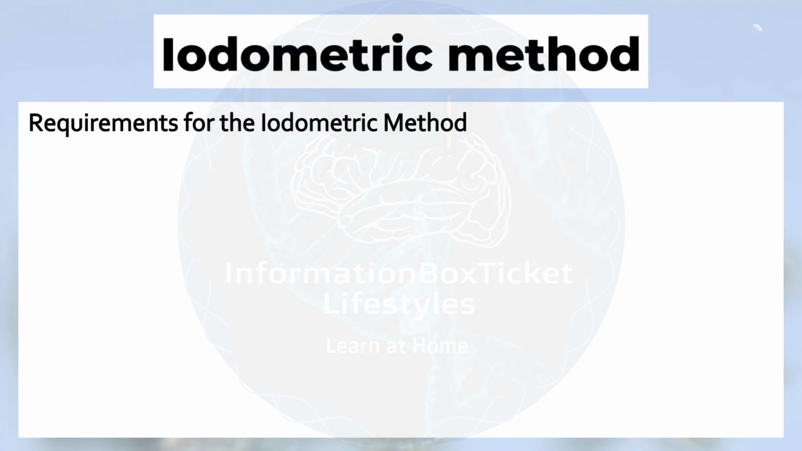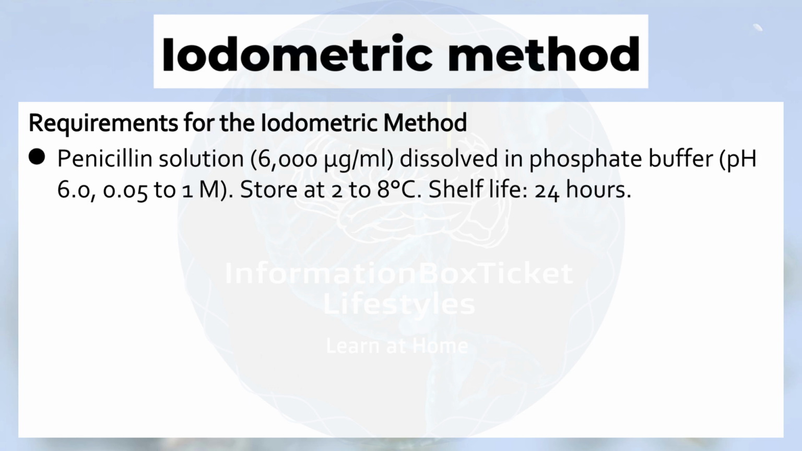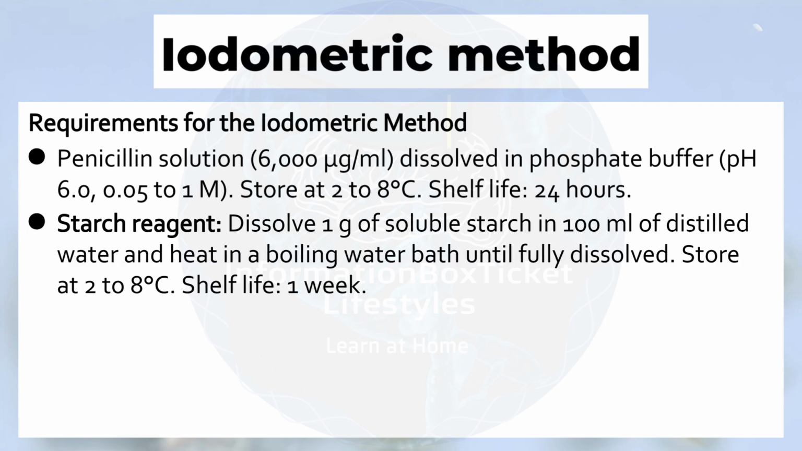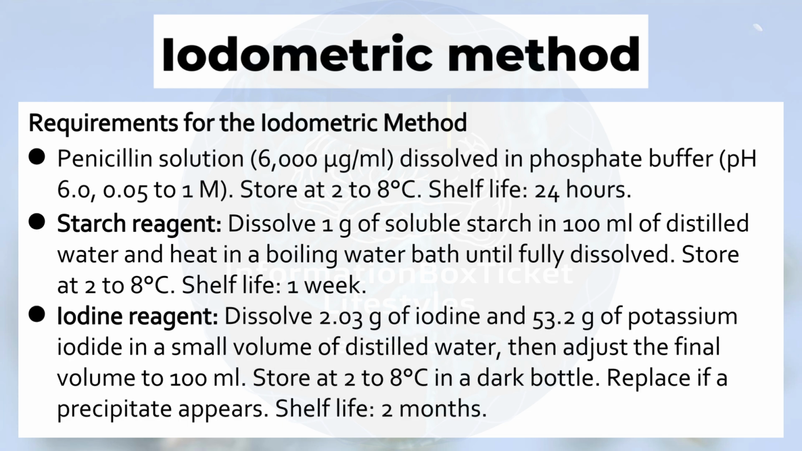Requirements for the iodometric method. Penicillin solution, 6,000 micrograms per milliliter, dissolved in phosphate buffer, pH 6.0, 0.05 to 1 molar. Store at 2 to 8 degrees Celsius. Shelf life, 24 hours. Starch reagent: dissolve 1 gram of soluble starch in 100 milliliters of distilled water and heat in a boiling water bath until fully dissolved. Store at 2 to 8 degrees Celsius. Shelf life, 1 week.